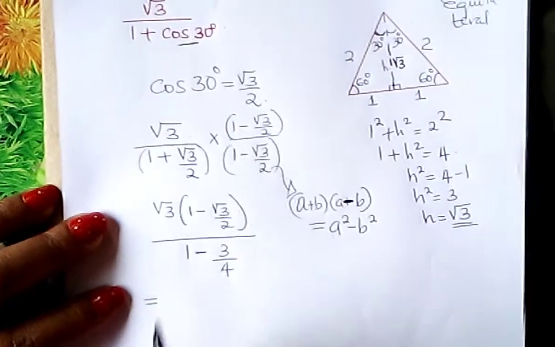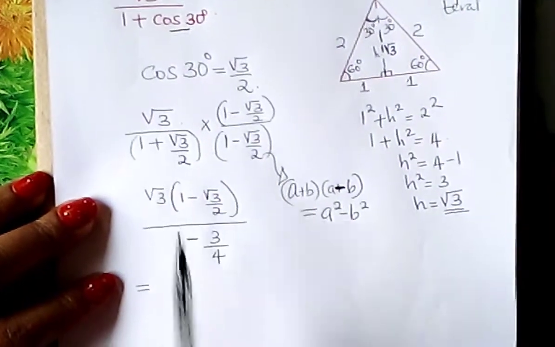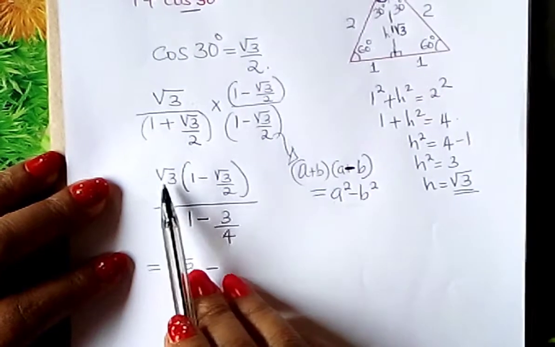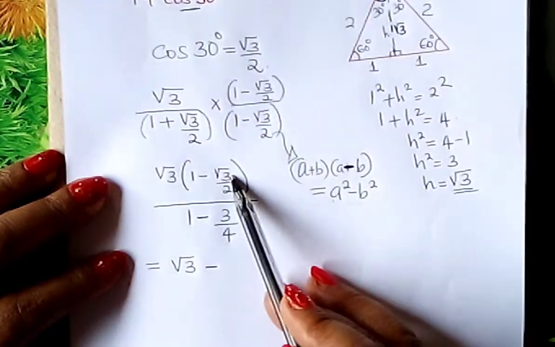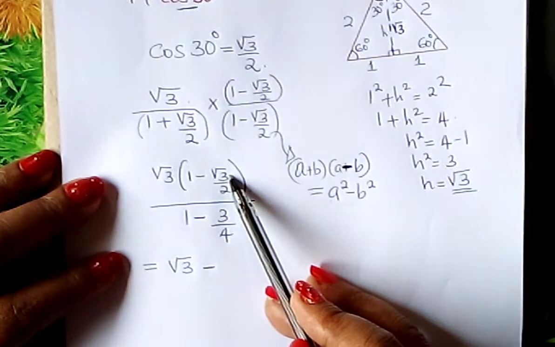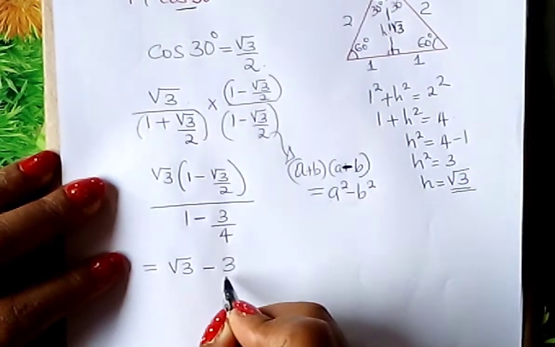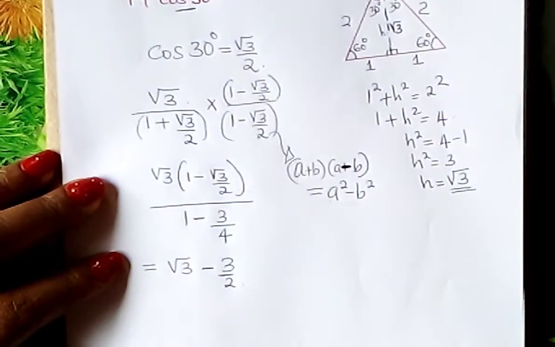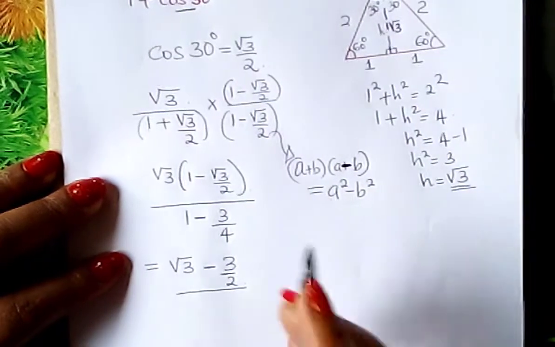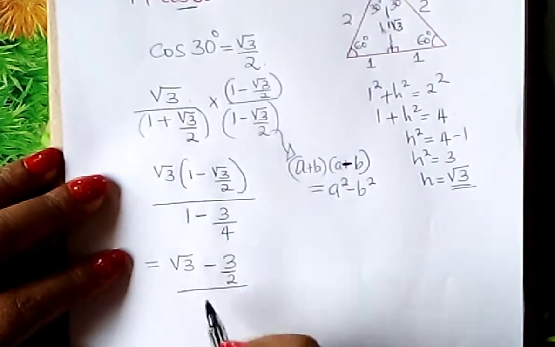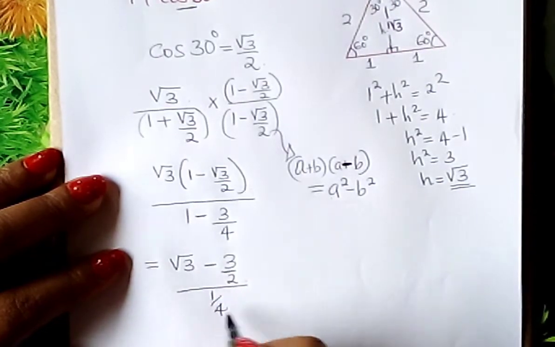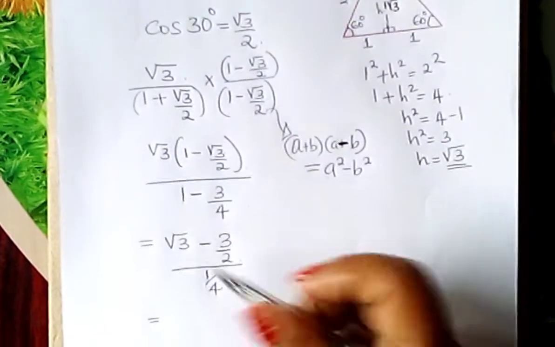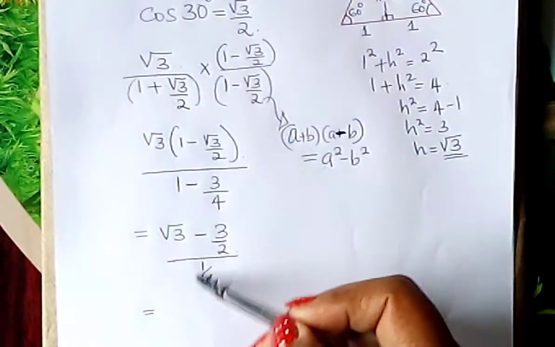So we move on, learner. You talk of this times this. You remove the bracket, root 3 minus this times this, which is square root of 9. And square root of 9 is 3. So we talk of 3 over 2. Divide by what, learner? 1 minus 3 over 4 is a quarter. There we are.